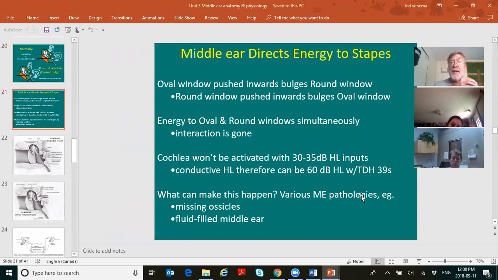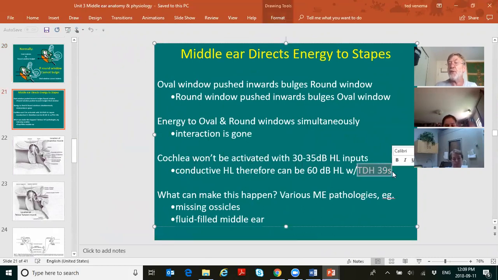Reading the next slide. The interaction is gone. The cochlea will no longer be activated by 30 to 35 dB inputs. Conductive hearing loss can therefore be 60 decibels. Now this TDH39 means a set of headphones. That's headphones that fit over the ear. They're called circumoral headphones. Okay, that's what that TDH39 is. So what can make this happen? Various middle ear pathologies. For example, missing ossicles or fluid-filled middle ear.